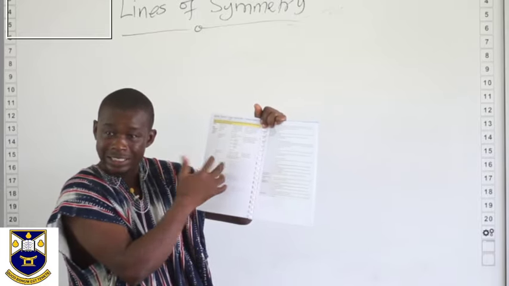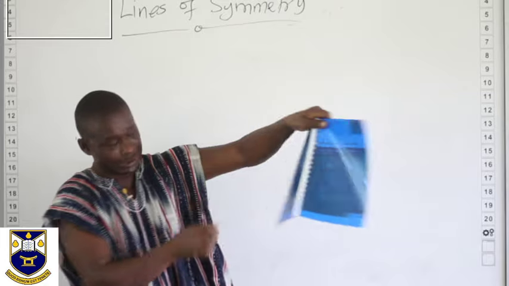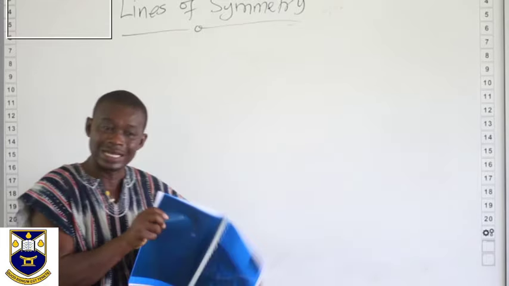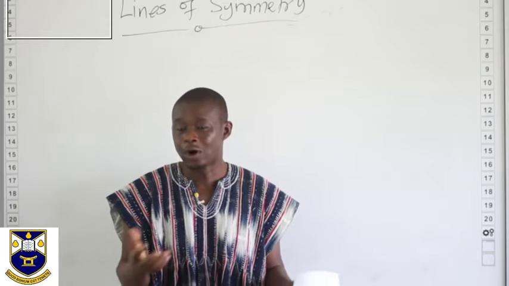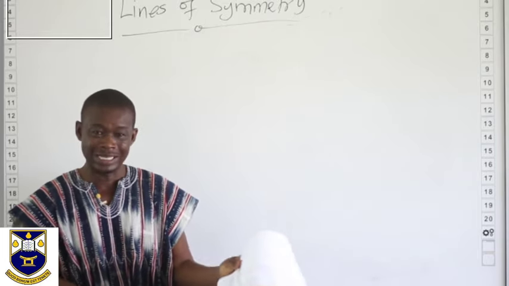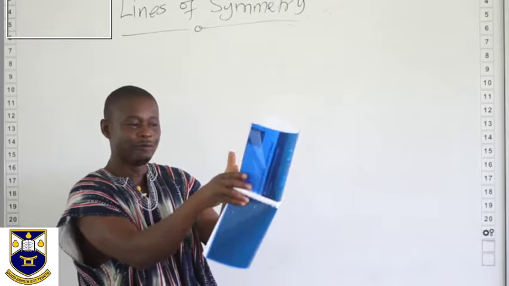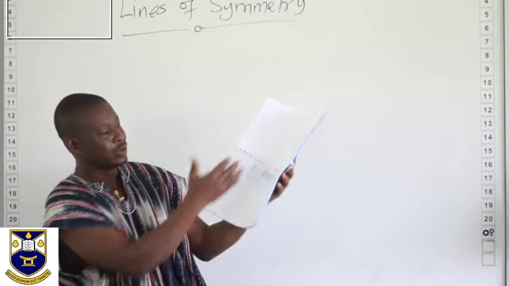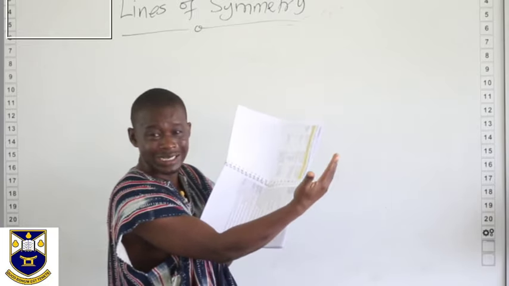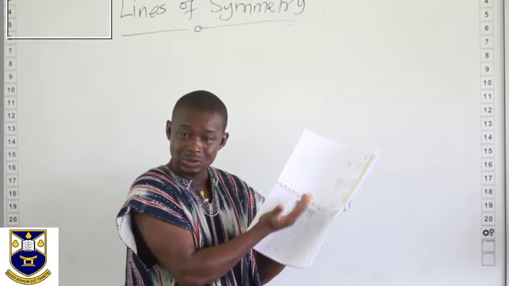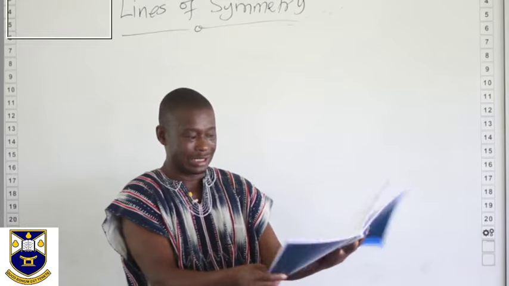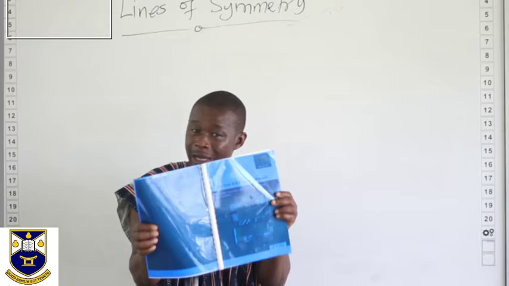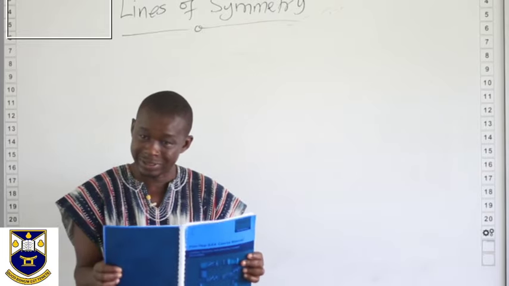If yes, it means that this shape, which is a rectangle, has a line of symmetry. As I said, some have more than one. So for instance, I can decide to also fold it this way. Now fold it this way and open it. You could see that what I have on one side is the same thing on the other side. So with this demonstration, you can see that a rectangle has two lines of symmetry.